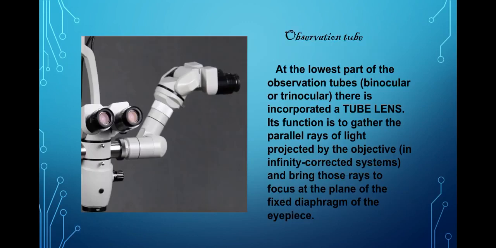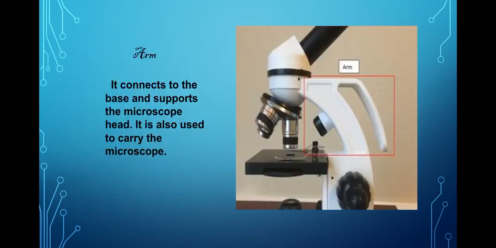Second is the observation tube. At the lowest part of the observation tubes, binocular or trinocular, there is incorporated a tube lens. Its function is to gather the parallel rays of light projected by the objective and bring those rays to focus at the plane of the fixed diaphragm of the eyepiece.